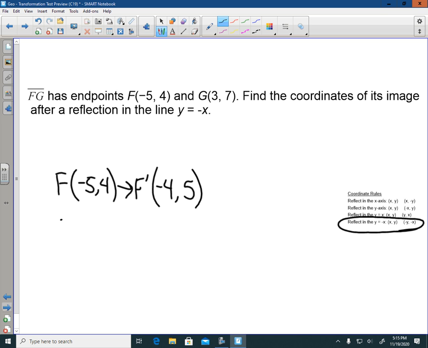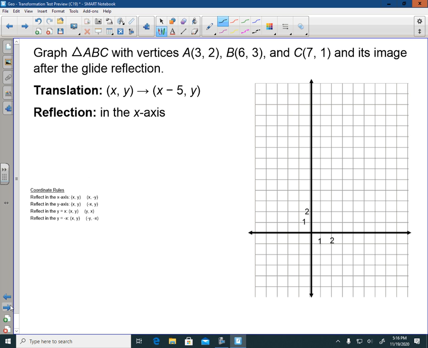Do the same thing with g. G lives at 3, 7. And to get g prime, we have to switch the values and turn them to their opposite. Negative 7, negative 3. Because they were positive, they will go negative. And that's how you use rules of reflection.